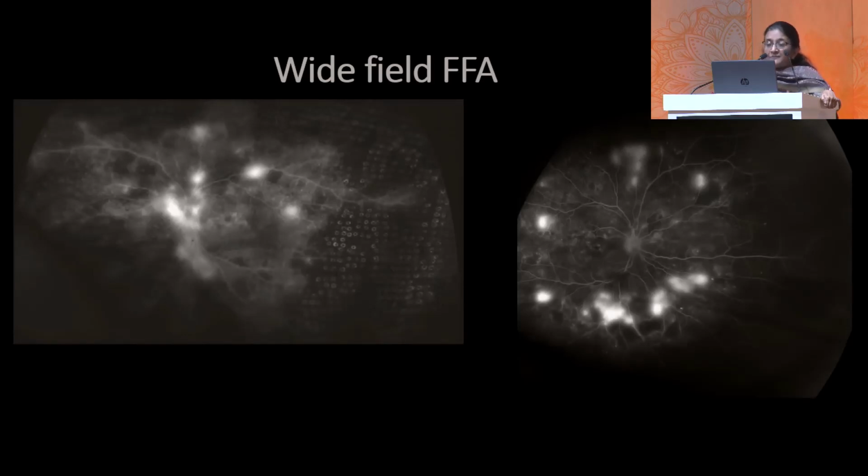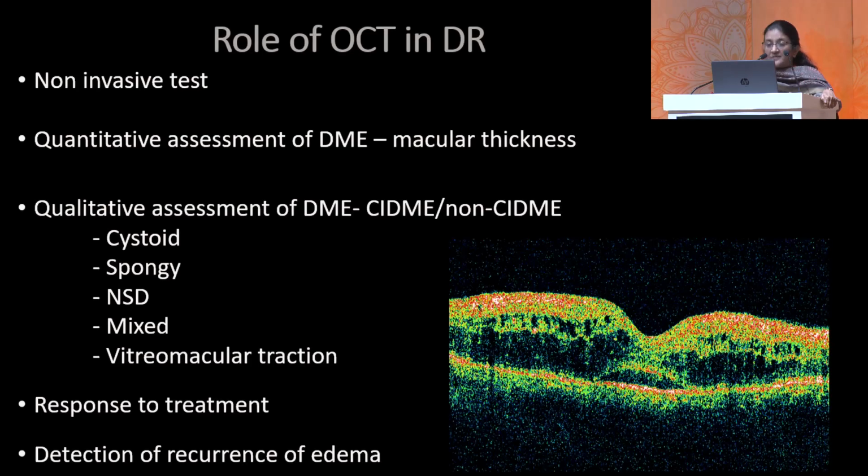A wide field FFA can also play a very important role in planning the management, and when you have patients with persistent neovascularization of the retina and you do a wide field FFA, you are actually able to identify the peripheral areas of the retina which require more laser photocoagulation because of the persistence of the capillary non-perfusion areas, leading to the persistence of neovascularization of the retina.